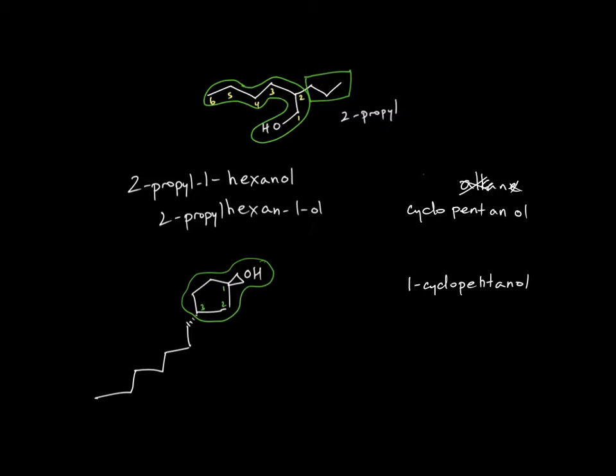But we do need to include the location and the name of this substituent. So this is a 1, 2, 3, 4, 5, 6, 7 carbon substituent. So this guy would be called a heptyl. So therefore we have a 3-heptyl-1-cyclopentanol.